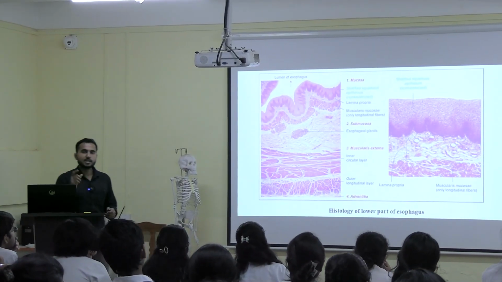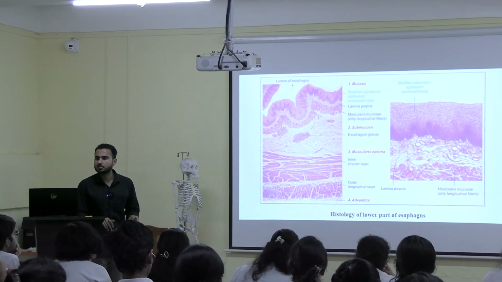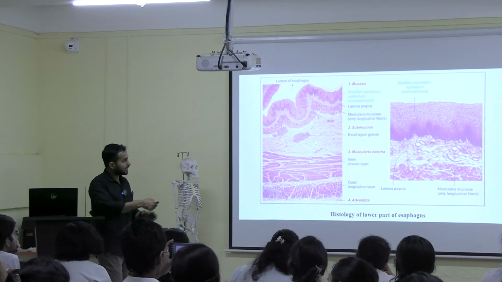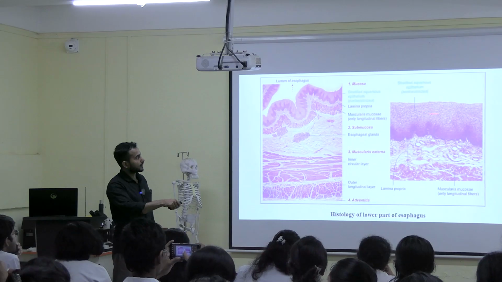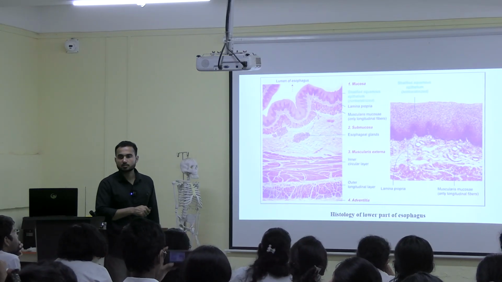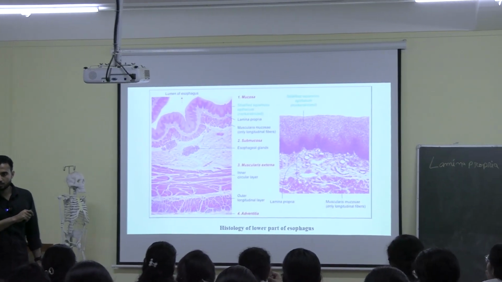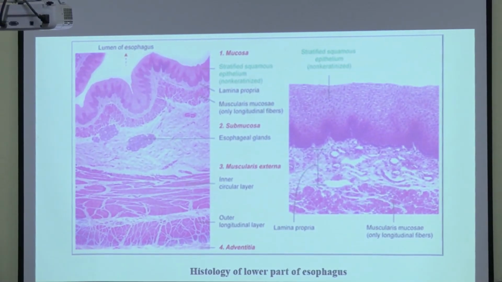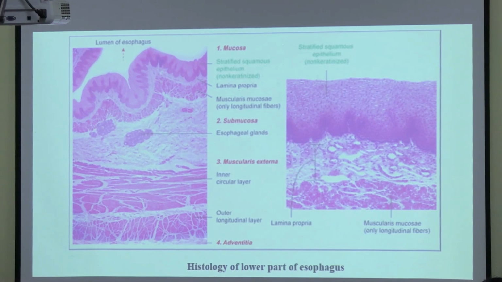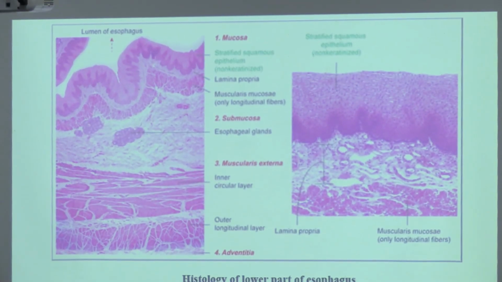Okay, so what do you have to identify under high magnification? You have to identify the lining epithelium. See, which epithelium is this? Stratified squamous, non-keratinized. Okay, because you can see nuclei are present in multiple layers. That means it is stratified. That can be identified easily under high magnification.